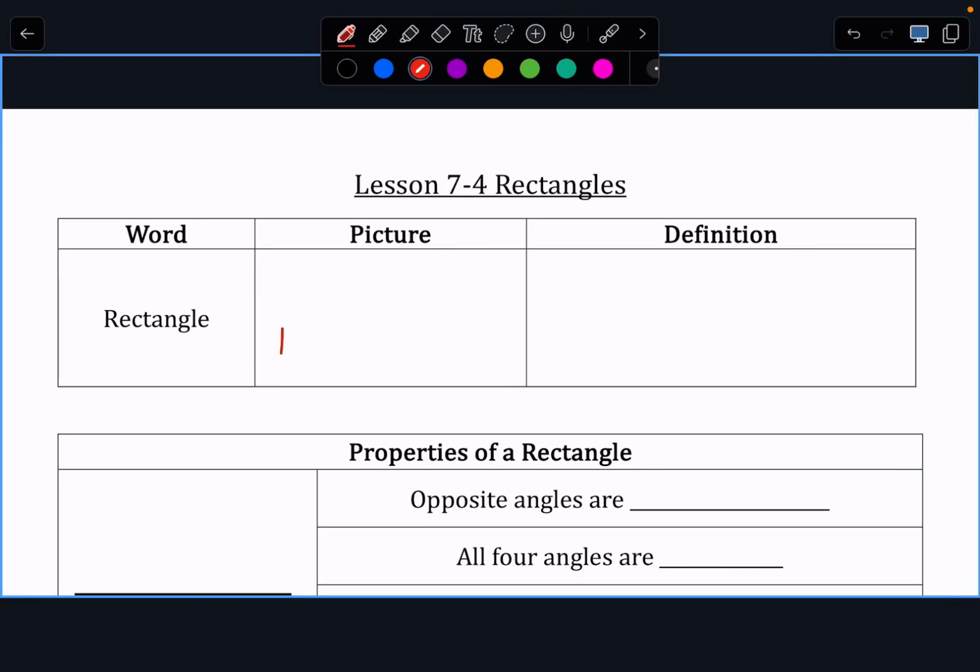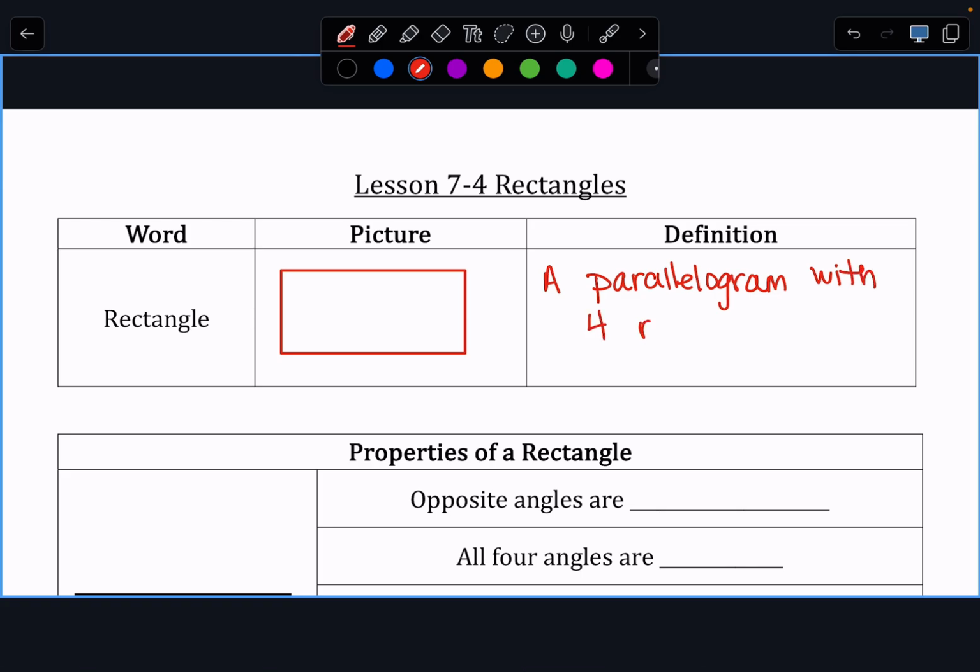All right, so today's focus is a rectangle. Okay, so a rectangle's official definition. We have a parallelogram with 4 right angles.